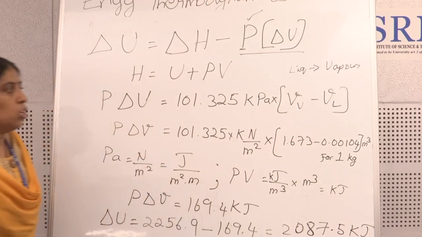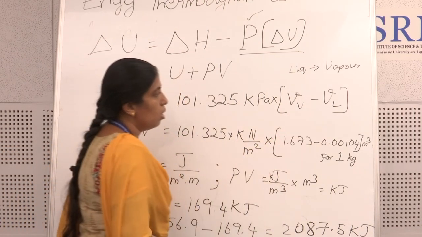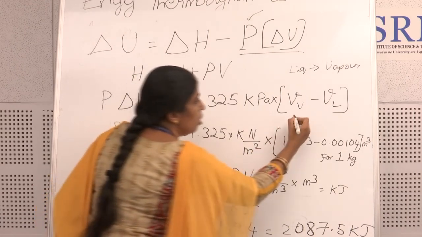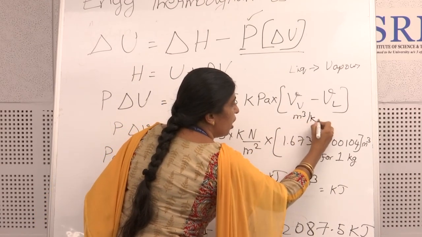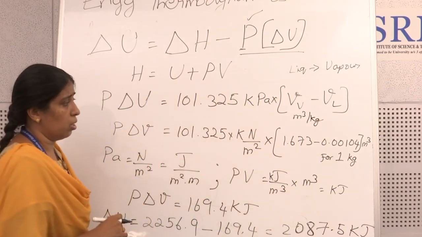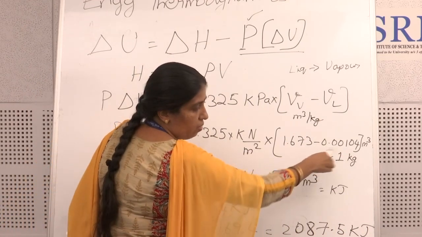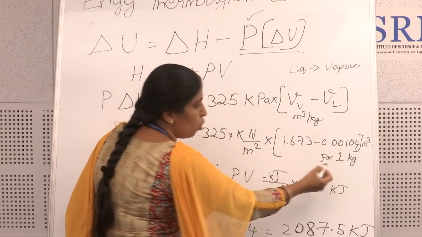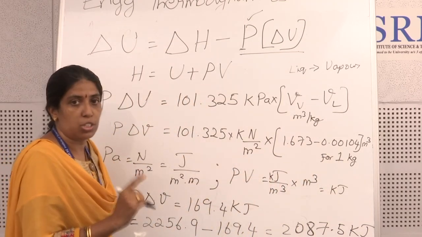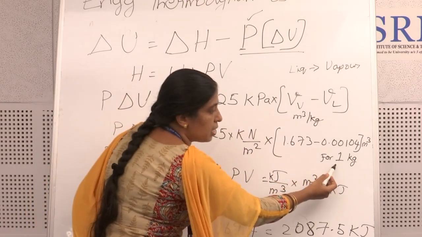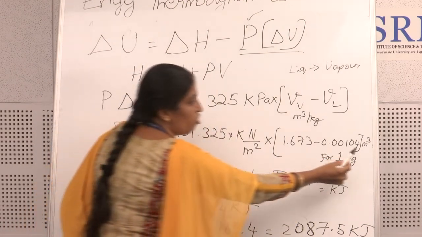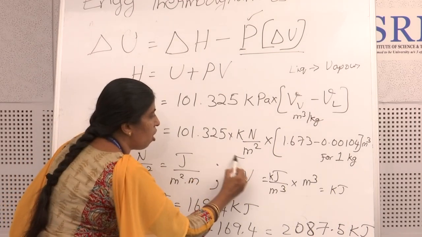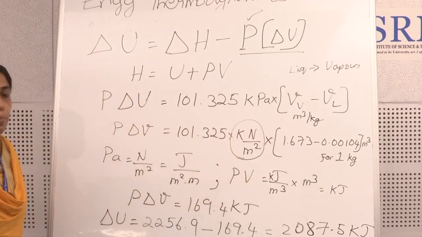Let us substitute the values for specific volume, which is 1.673 meter cube per kg. Here the units are meter cube for 1 kg of water. Minus the value which is given for the specific volume of liquid. Let us assume the mass of the system is 1 kg; then you will have a unit of meter cube alone. Let us come and see the units of pressure. The units of pressure are important here.